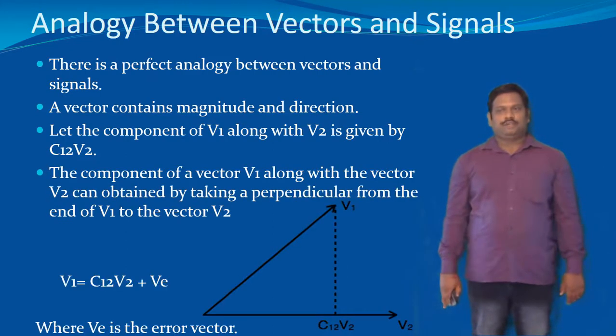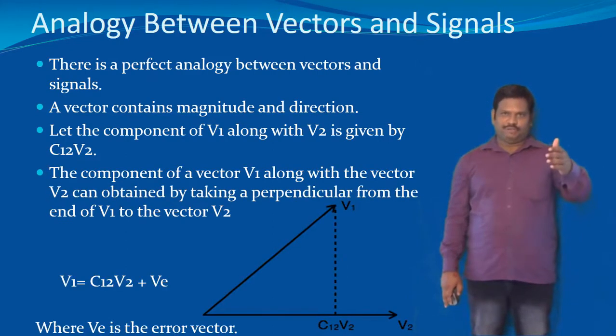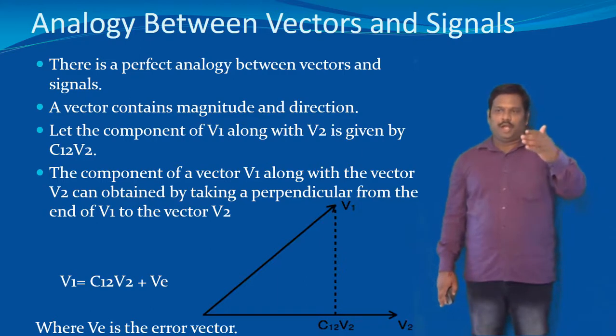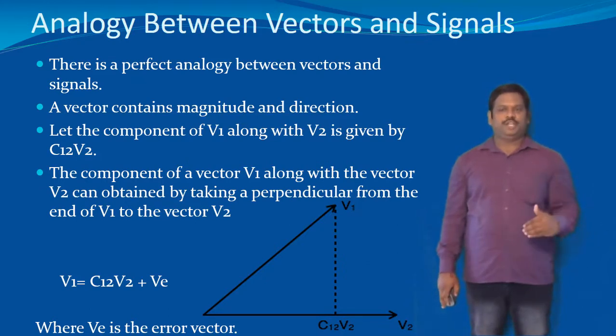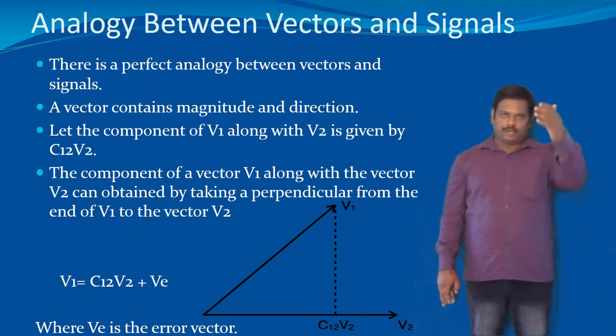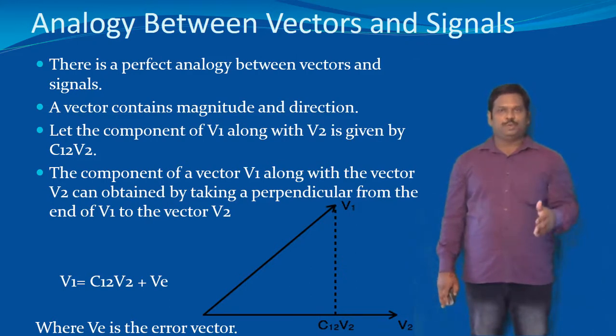That is, the vector will be drawn like this. The component of v1 along v2 can be obtained by taking the perpendicular from the end of v1 to the vector v2. That is, v1 is equal to c12 times v2 plus ve. This ve is nothing but the error vector, and the component that we have drawn is perpendicular here. Therefore, the component is c12 times v2 and ve is the error vector.